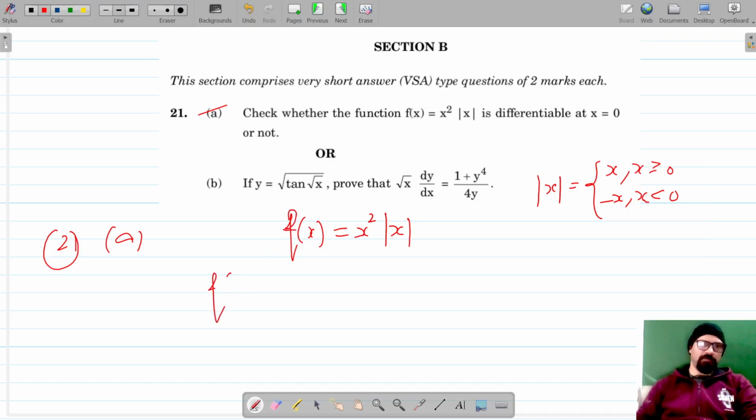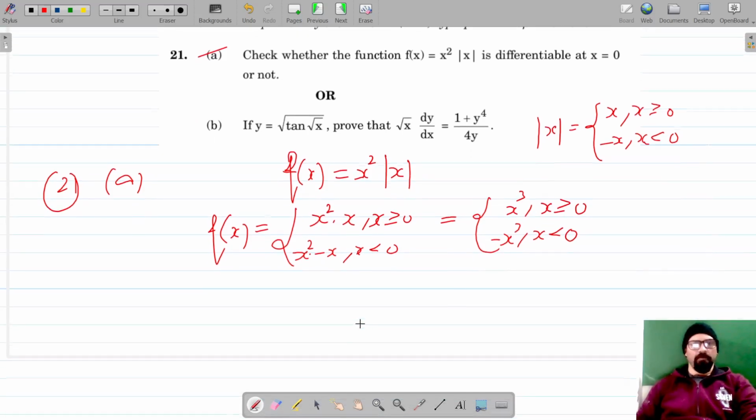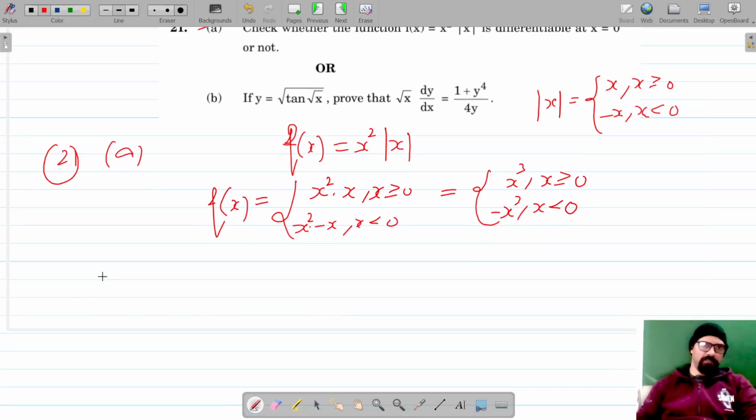Okay, so that means f of x is equal to x squared into x when x is greater than or equal to 0, and this is x squared into negative x when x is less than 0, and this is now equal to x cubed when x is greater than or equal to 0 and negative x cubed when x is less than 0. Okay, so let's check the differentiability.